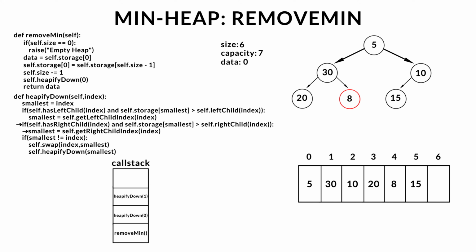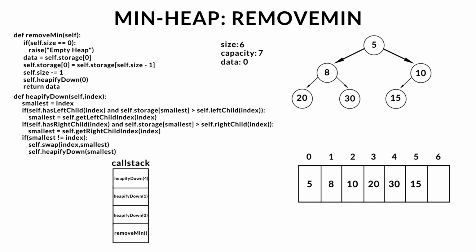Now that we got our smallest, let's go ahead and execute our last if statement. So smallest does not equal index, so we could go ahead and swap. We then go ahead and continue traversing down the tree by recursively invoking our HeapifyDown method. So let's go ahead and push this on top of the stack.